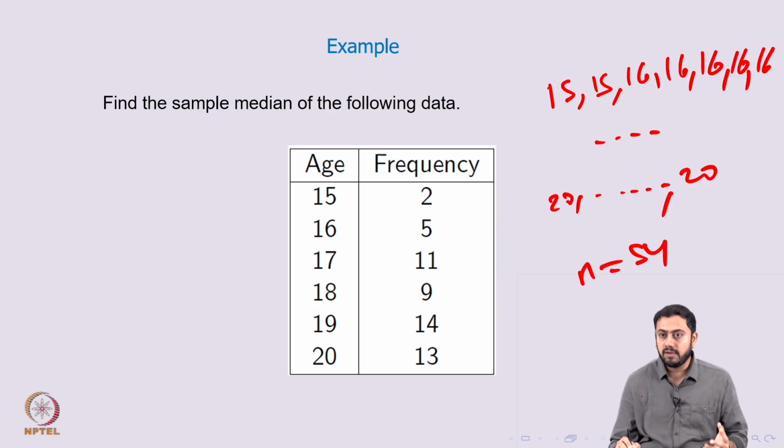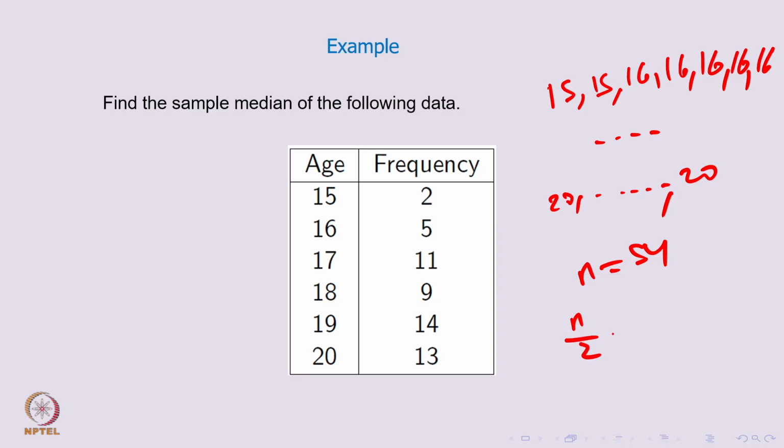Since n is even, what should you do? You take the average of the two middle numbers, at positions n by 2 and n by 2 plus 1. Here n by 2 happens to be 27, so positions 27 and 28. You take the average of the observations at these two positions and that would be the median. So, this is the idea.